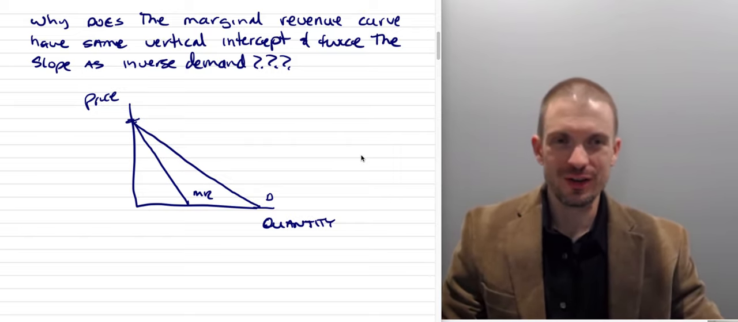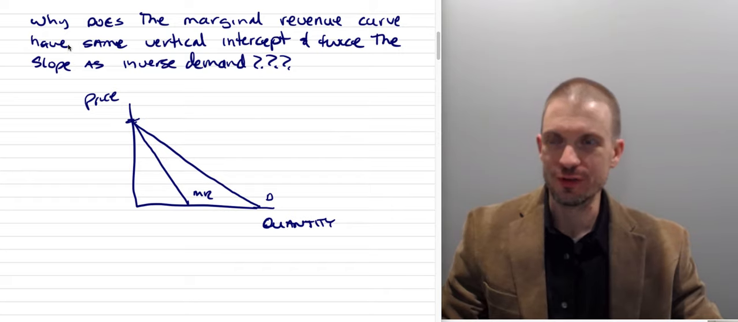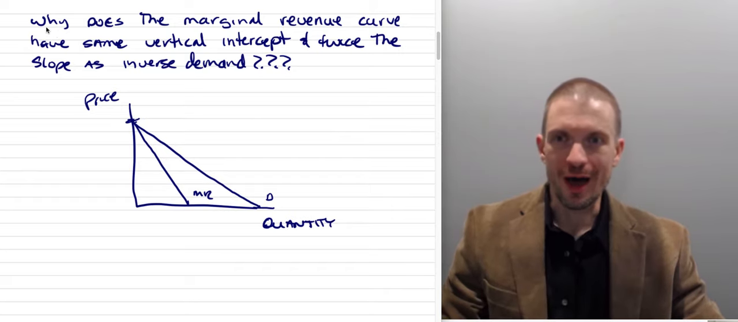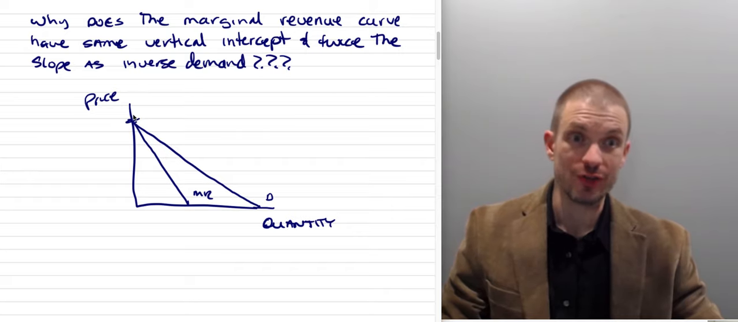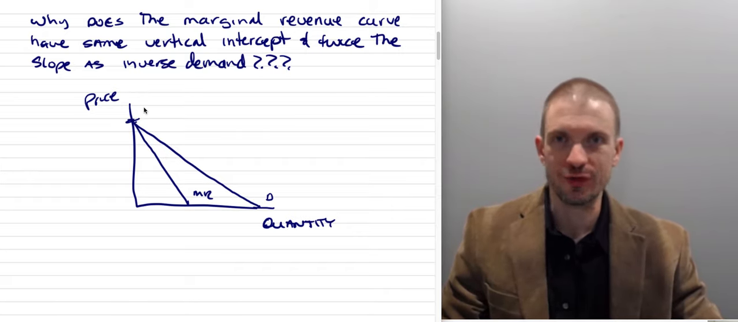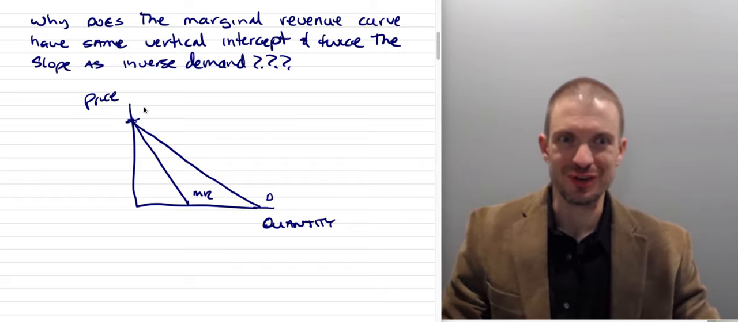So here is a question that I get relatively frequently, which is why does the marginal revenue curve have the same intercept, vertical intercept, and twice the slope as inverse demand? Where does that come from? For instance, if you have an inverse demand and price is equal to 10 minus Q, how do you know that marginal revenue is 10 minus 2Q?